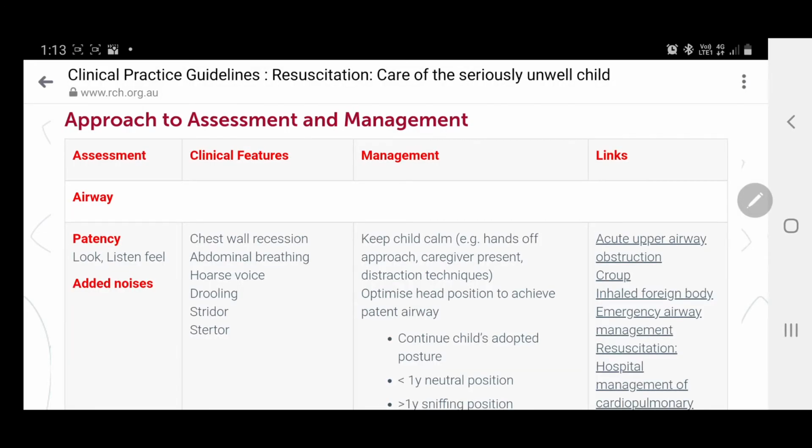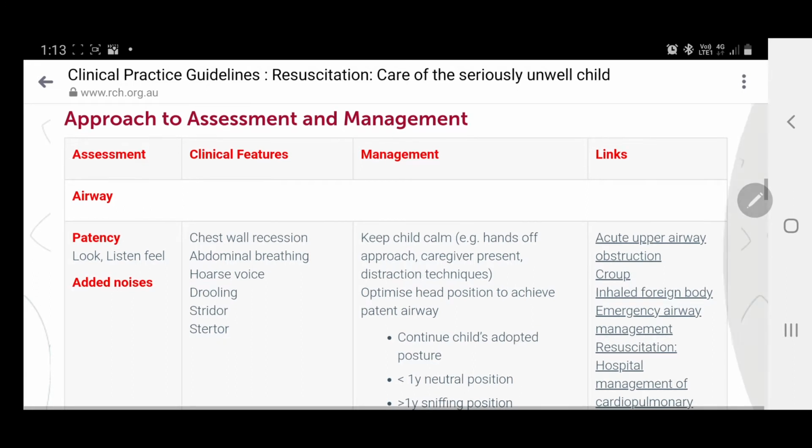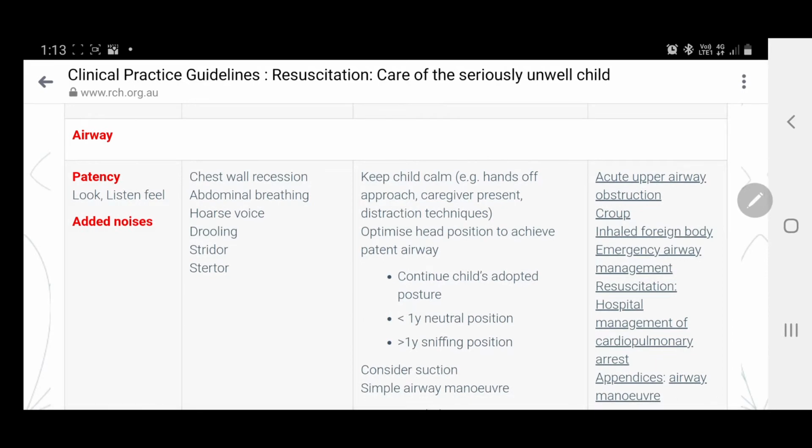Now we'll talk about the approach to assessment and management. We use the ABCDE approach. A is for airway. We look for patency and added noises. The clinical features of a distressed airway are chest wall recession, abdominal breathing, hoarse voice, drooling, stridor, and stutter. The management is we keep the child calm, hands-off approach, the caregiver present, and distraction techniques.